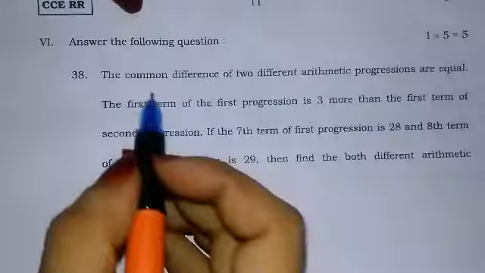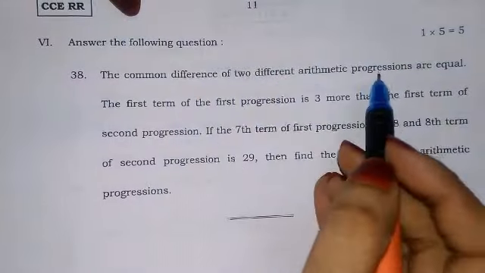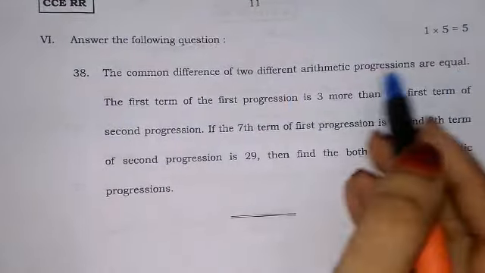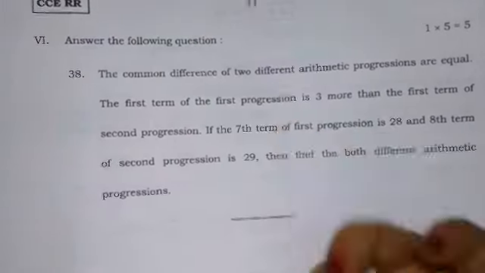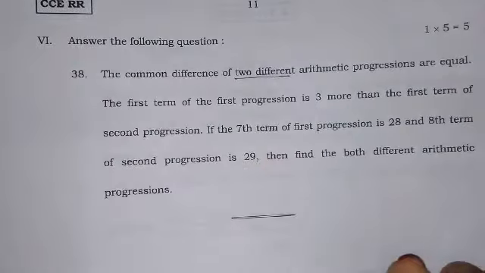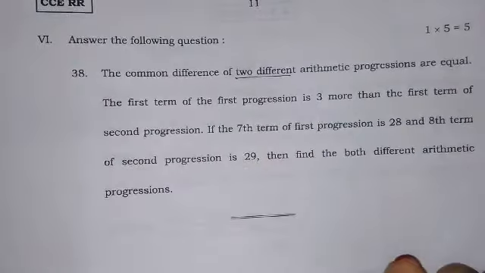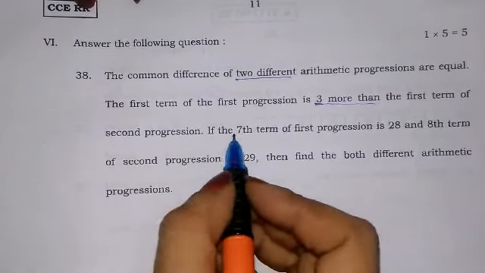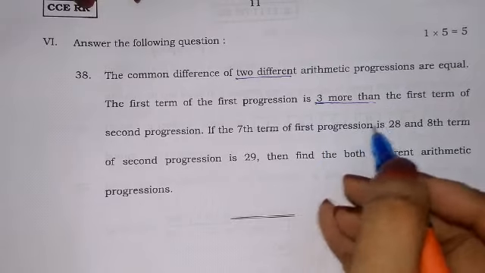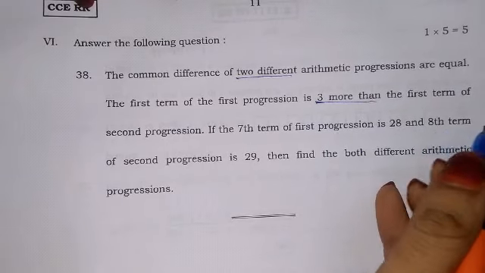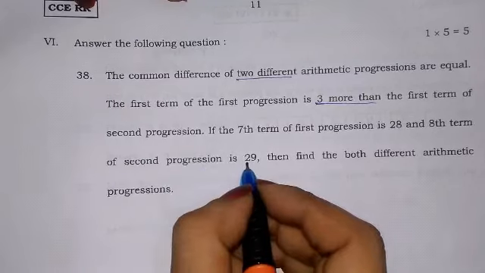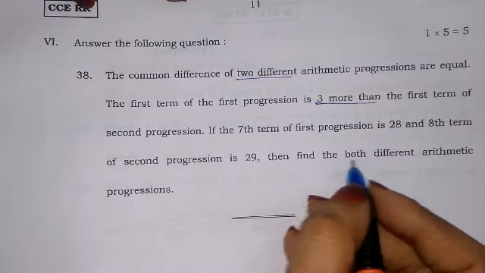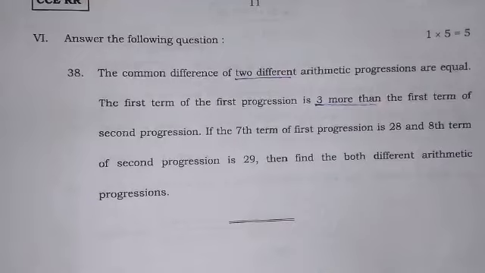So here the question is: the common difference of two different APs are equal. That means here there are two APs. The first term of the first AP is 3 more than the first term of the second AP. If the seventh term of the first progression is 28 and the 8th term of the second progression is 29, then find the different APs.